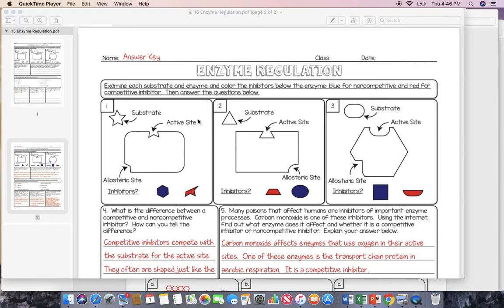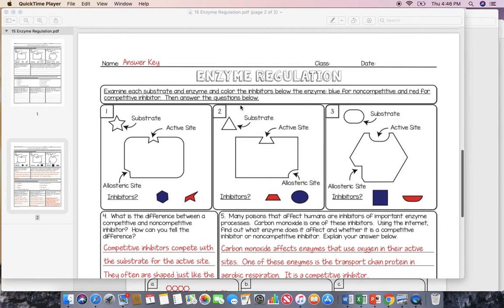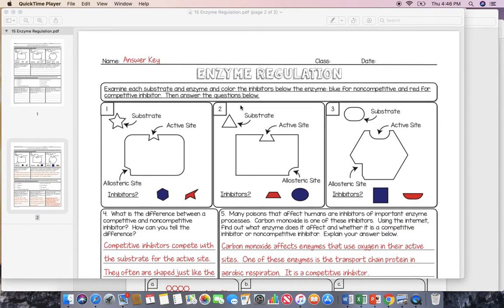Hi guys. Okay, I promised we would go over our assignments, and so here we are. Notice I'm on the enzyme regulation homework page, and I'm just going to talk while we look at the answers.